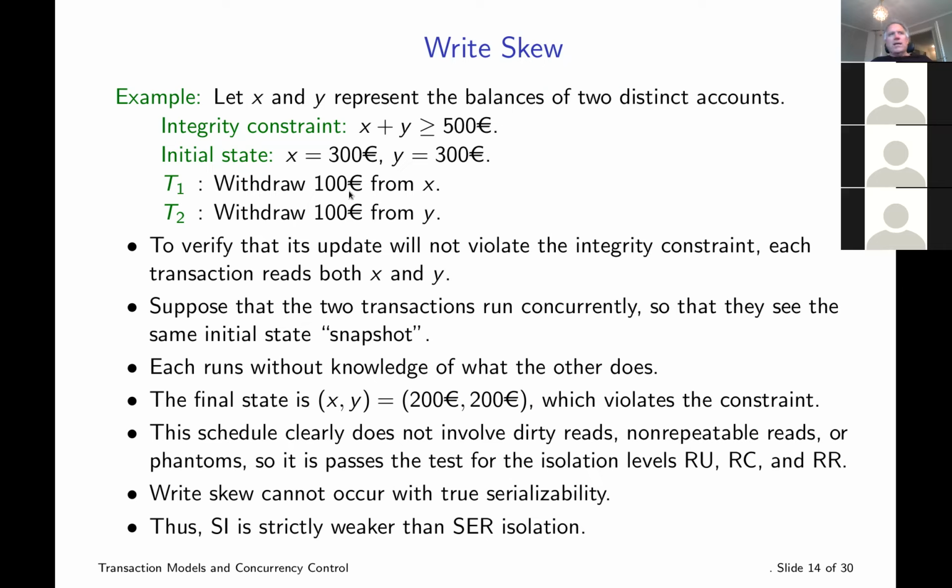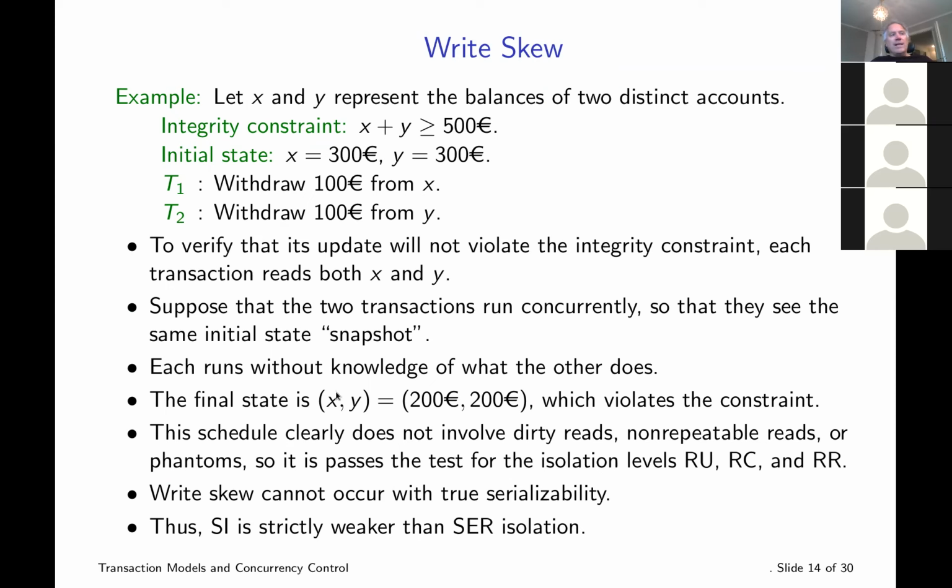The reason why is because they check and say that X plus Y is going to be greater than or equal to 500. When transaction 1 takes a snapshot of the database, it sees X is equal to 300, Y is equal to 300. I'm going to take 100 from X, fine. So then I have 200 and 300, but the sum is still above 500. So that's okay, and I'm going to write out to the database my new version of X, which is changed to 200. The same thing is going to happen with transaction 2.